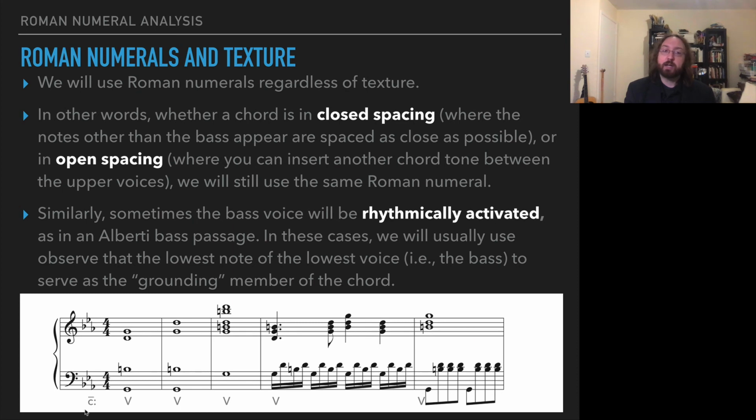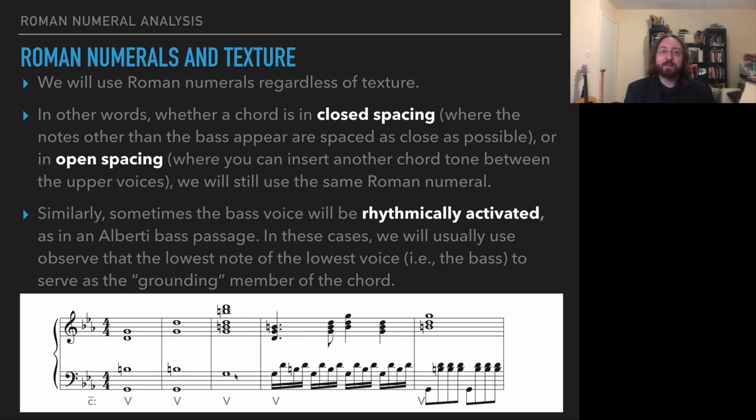Here we are in C minor. Again, I'm using Roman numerals, so I'm always indicating the key. Here we are in C minor, and we have a V chord, G, B, D, built on scale degree 5, and it's major. And here we have the upper 3 members of the chord, B, D, and G, spaced as closely as possible. We're in close spacing there. That's a V chord. It could be an open spacing, where you can insert another chord tone between the upper voices. Here we have B, G, and D. I could insert a D here, I could insert a B here. And we could still call this a V chord, even though the spacing is different.